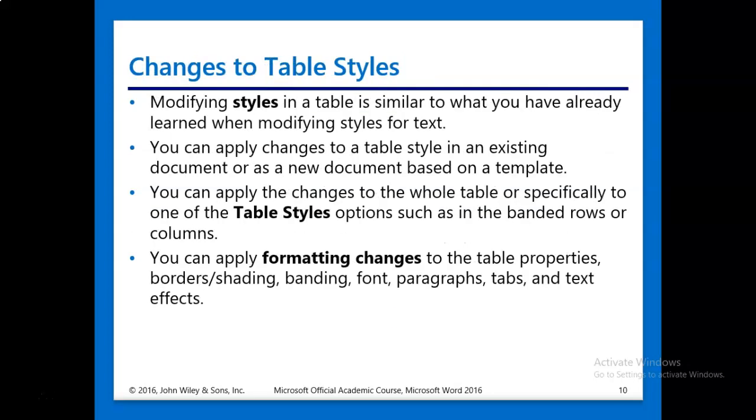Changes to the table styles. Modifying styles in a table is similar to what you have already learned when modifying styles for text. You can apply changes to a table style in an existing document or as a new document based on a template. You can apply the changes to the whole table or specifically to one of the table style options such as the banded rows or columns. You can also apply formatting changes to the table properties, borders or shading, banding, font, paragraphs, tabs, and text effects as well.